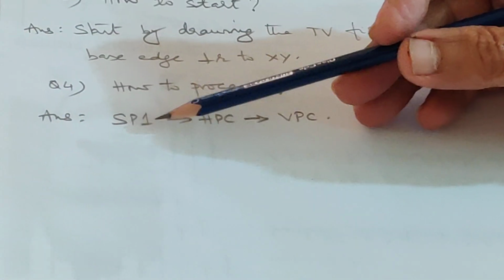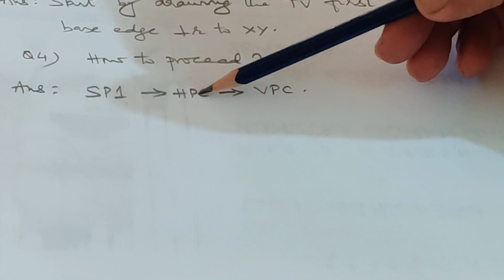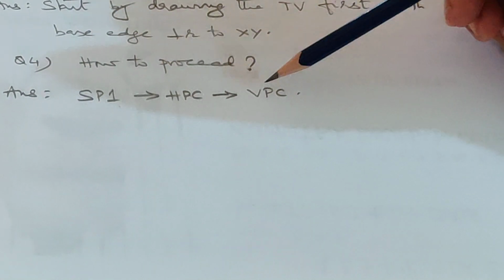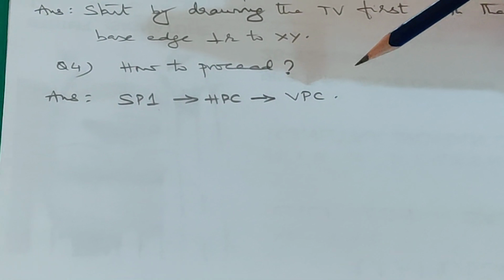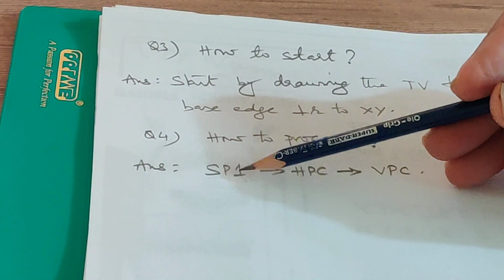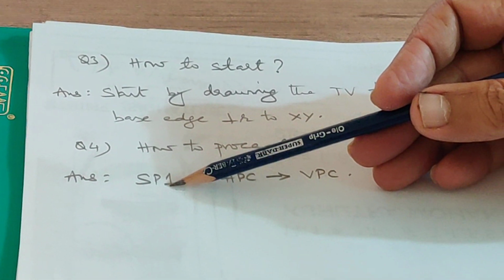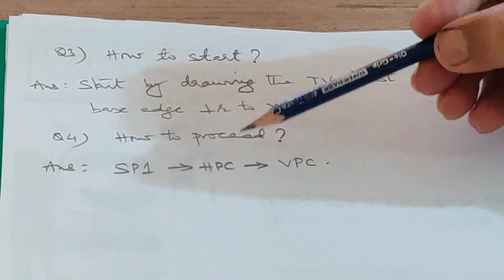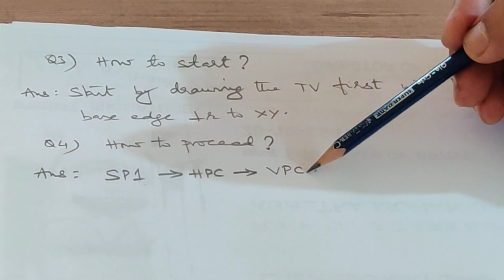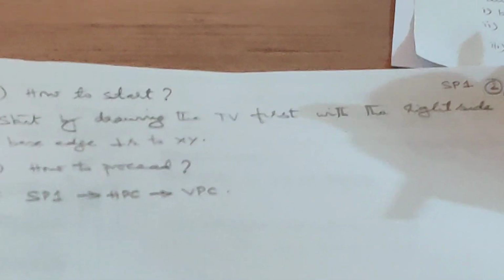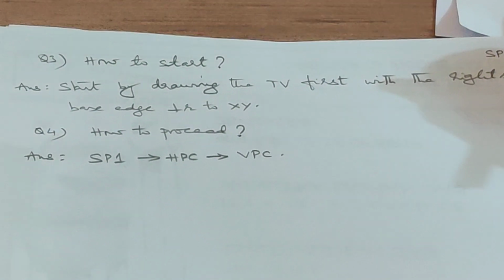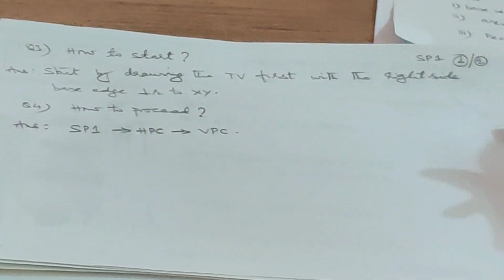Then the last question is how do you proceed? This is the chain. You are going to start with SP1. You satisfy HP condition first and then move to VP condition. It is similar to what you had in projection of planes. When it is SP1, you start by drawing the top view first. And when you start by drawing the top view first, you satisfy HPC first and then move to VPC. Okay. So now having understood this, let us solve a problem on a square prism now.